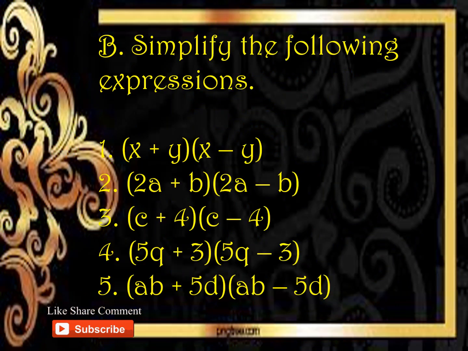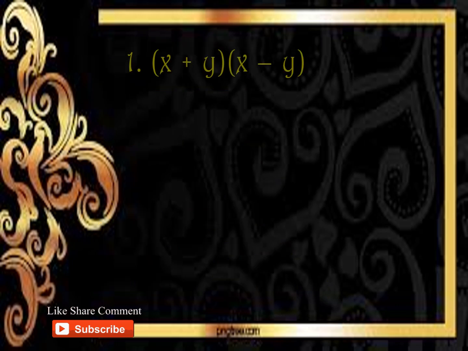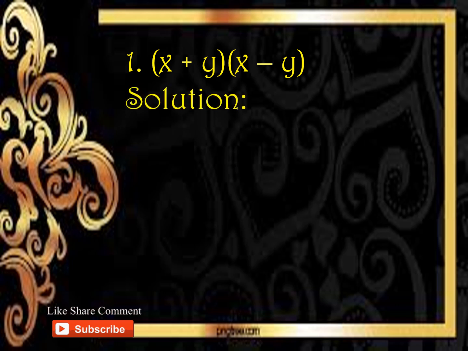Okay, let's have letter B. Simplify the following expressions. This time, let's have a short review on how to multiply two binomials. So let's try. Number 1, quantity x plus y times quantity x minus y. So solution. In multiplying two binomials, we can use the FOIL method or the distributive property. It's either of the two.